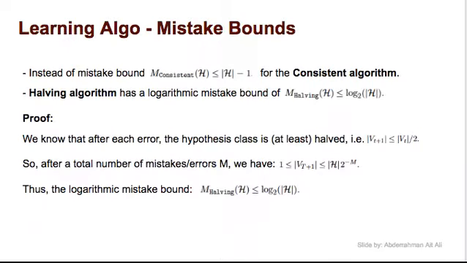The mistake bound. It is easy to see that in the consistent algorithm the maximum number of mistakes is the size of our hypothesis set minus 1. However, in the halving algorithm, it's logarithmic: the logarithm of the size of the hypothesis space. The logarithm comes from the fact that we halve the size of our hypothesis space at each round when we make a wrong prediction. That's essentially what the proof says.